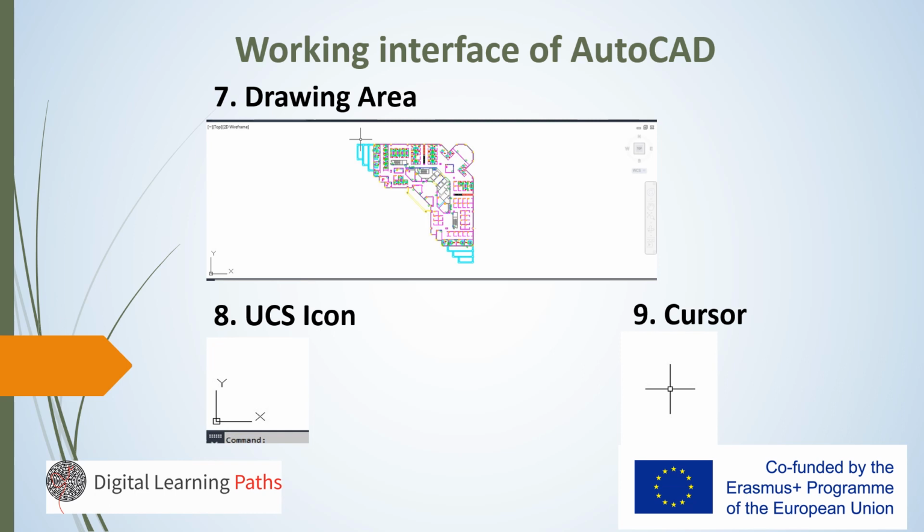Number 8, UCS icon. The User Coordinate System, or UCS, is an essential part of this system. It is also found in the lower left corner of the drawing area and indicates the positive coordinates for the X, Y, and Z axis. If it's not displayed on the desktop, it can be displayed by entering the name UCS icon in the command line. Number 9, cursor. The cursor allows you to navigate the drawing area to precisely compose your designs. In other areas of the environment, the cursor has the shape of an arrow.